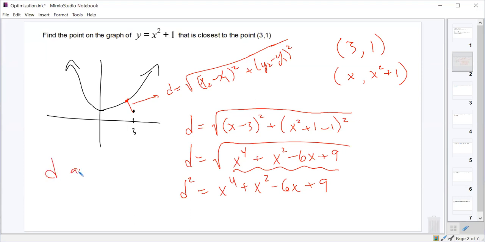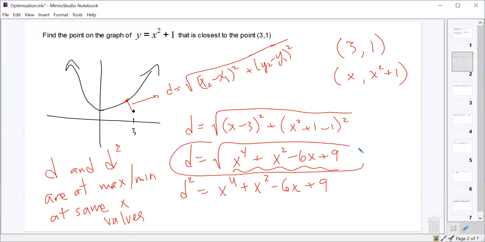So I'm going to write that off to the side. d and d squared are at max and min at the same x values. And then once you find that x value at which it's at a min or a max, you have to make sure that you're using the appropriate formula, the distance formula again, to find that actual minimum distance if you needed to. Not just the d squared, but you could just minimize d squared to find the correct x value.